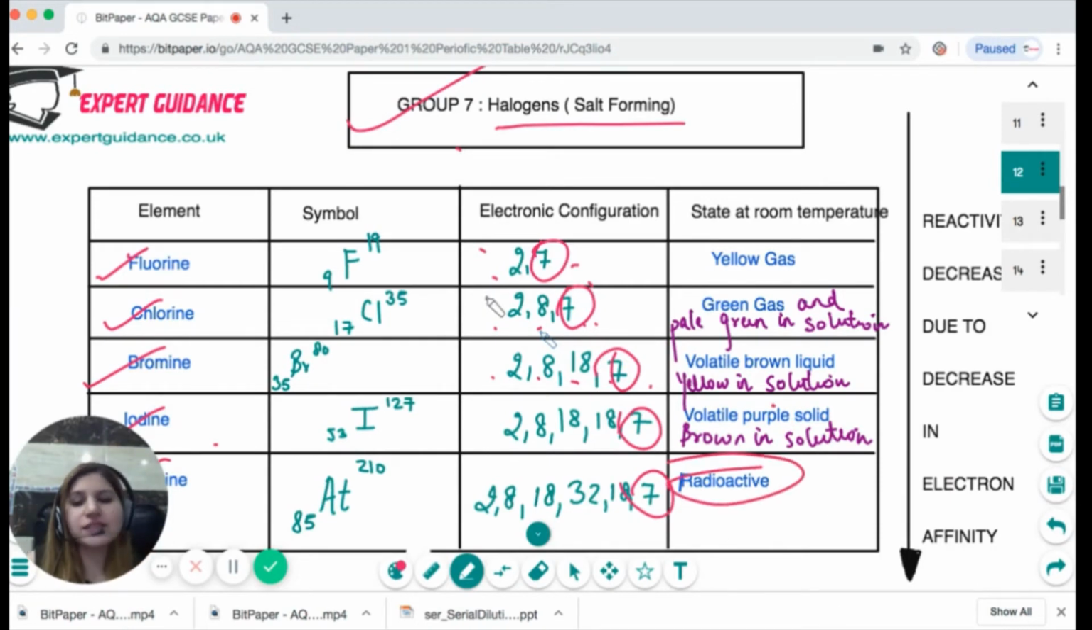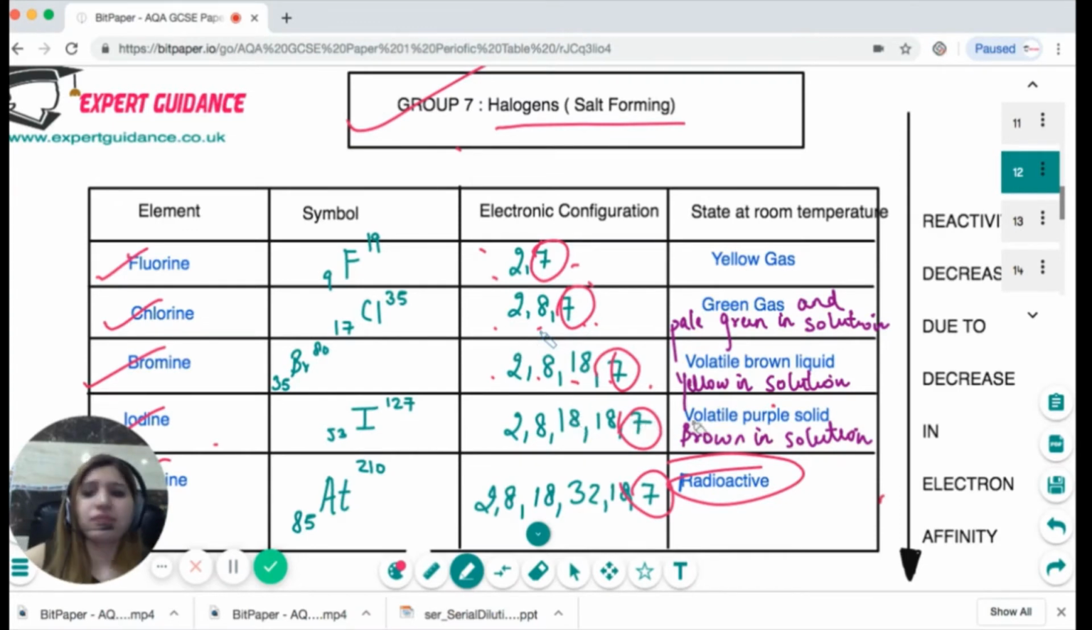Again, as we discussed in group 1, group 7 has the opposite trend in reactivity. Group 7 reactivity decreases down the group. Why? Because they react by gaining an electron, and the electron affinity decreases down the group. Okay, we'll see in detail in the next 2 to 3 slides why it happens.